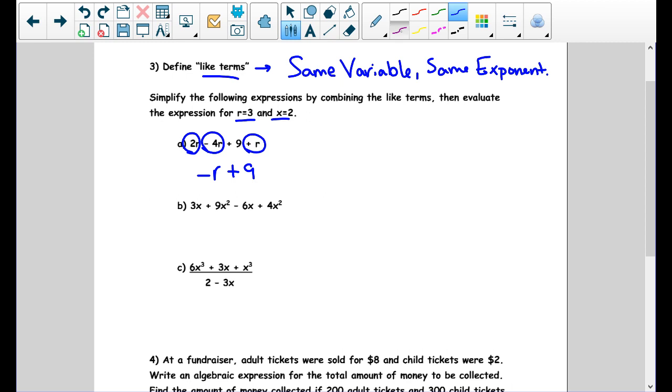Okay? And then we're going to take our 3, because R is 3, and plug it in. So I have negative R plus 9. We're going to plug that 3 in. So negative 3 plus 9 gives me 6. And we're done. So simplify, then evaluate.